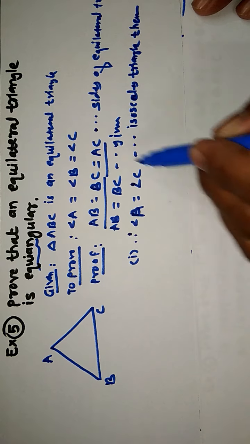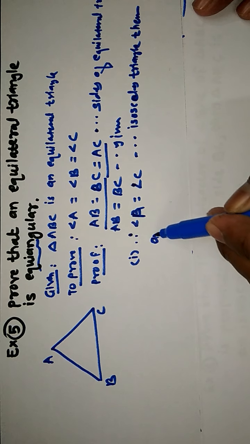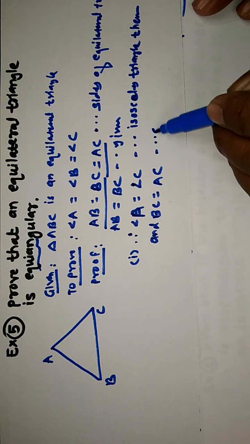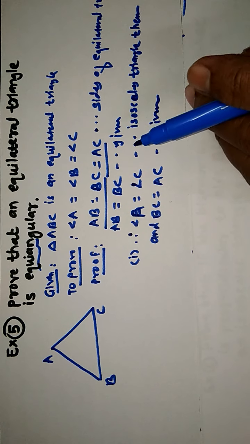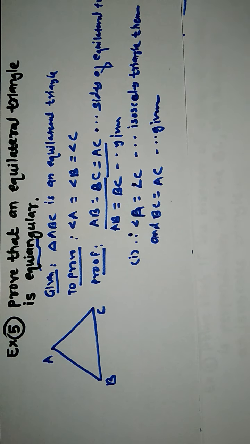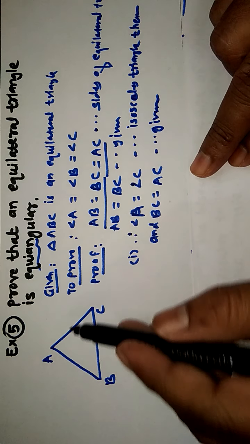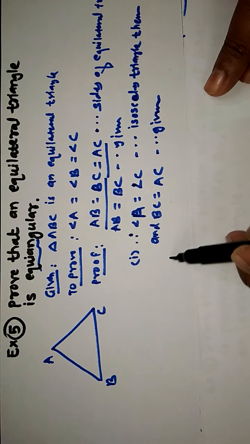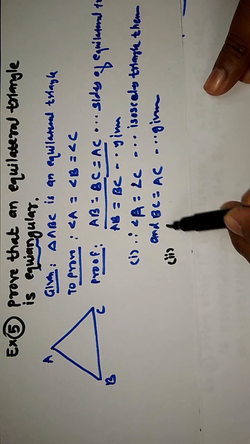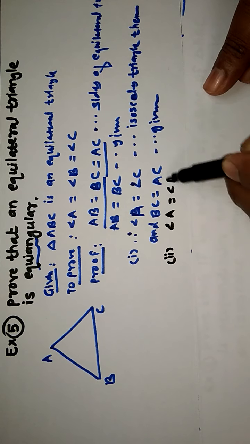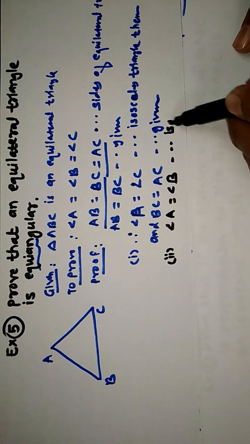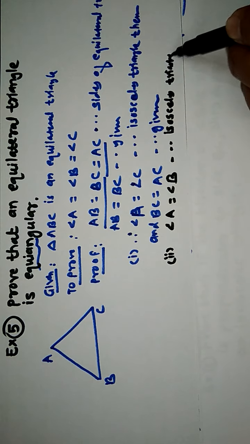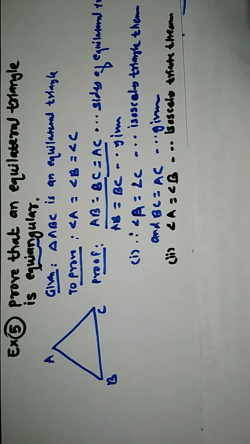Next statement, we take BC is equal to AC. This is given. Then we write BC is equal to AC, means angle A is congruent to its opposite angle. Statement number 2, angle A congruent to angle B. Write down isosceles triangle theorem.